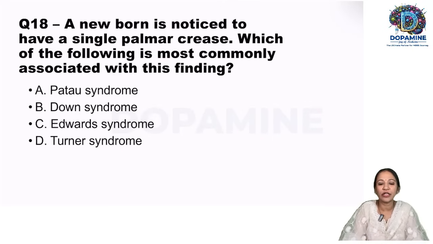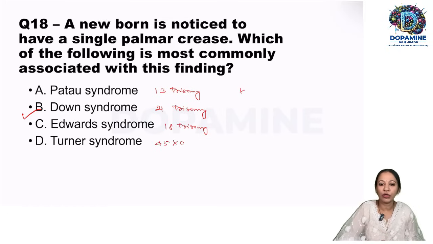So next question, very straightforward. A newborn presented with a single palmar crease. Whenever there is a single palmar crease, there won't be any other line, only one line will be there. So what is the finding? A classic case of Down syndrome, which is trisomy 21. Edwards syndrome is trisomy 18. Patau syndrome is trisomy 13. Turner syndrome is 45 XO. And Klinefelter syndrome is 47 XXY. So here it is a very classic case of Down syndrome.